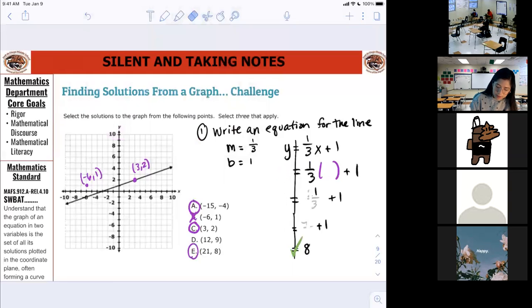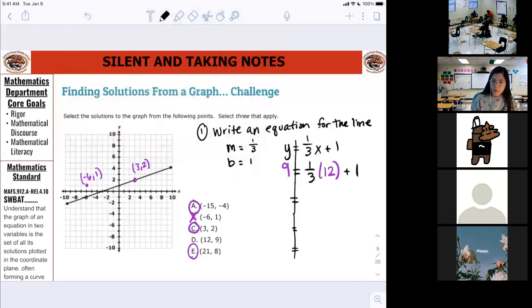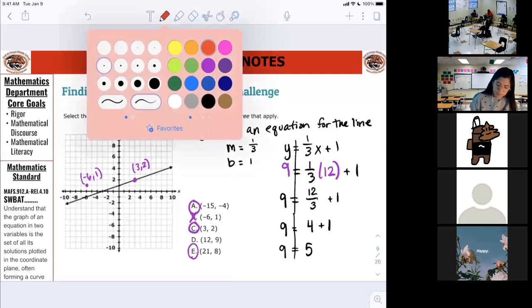All right. So for D, 9 goes in for Y, 12 goes in for X, and 12 times 1/3, what do I get there? 4. Yeah, 4, right, because this is 12/3. 12 divided by 3 is 4. So this is 4 plus 1, but that would be 5. That's wrong.